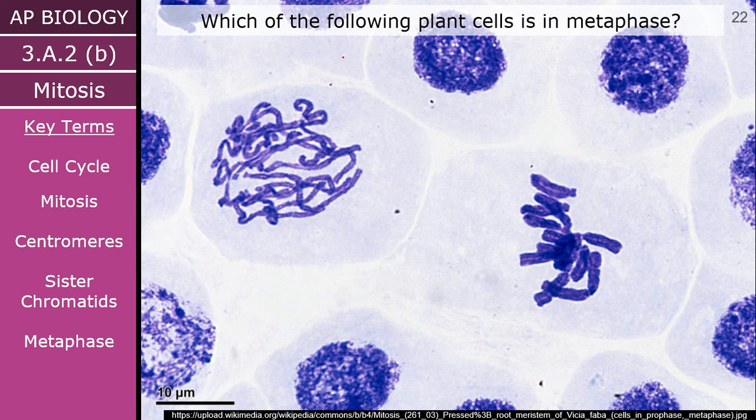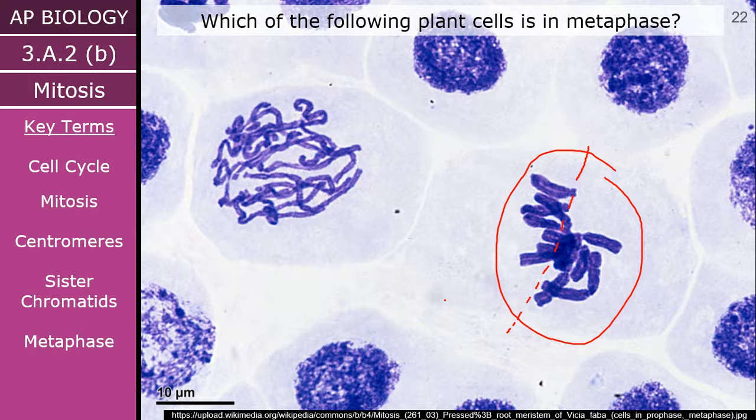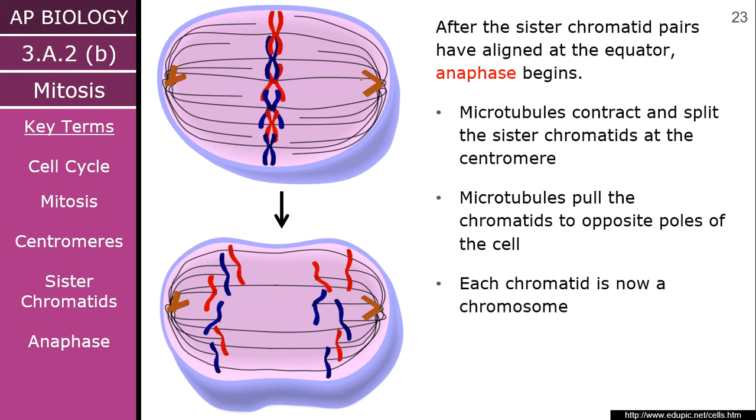If you look at this cell right here, it's starting to line up around what could be an equator. Okay, it's not quite there, right? It's not lined up all nicely yet, but it's getting there. Okay, so after metaphase, we have what we call anaphase. So anaphase is when the chromatids actually separate. Okay, we pull them apart. So that's what's happened here. We've gone from having this X to only half the X on each side.